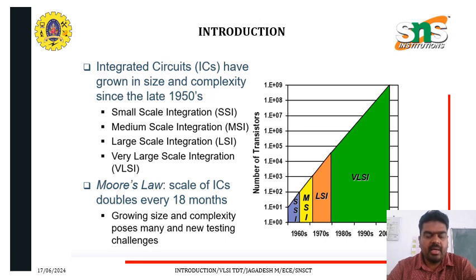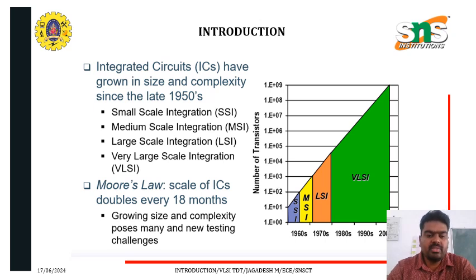Here, according to Moore's law, Moore is a scientist. He stated one law, that the scale of ICs doubles every 18 months. Scaling means that, for example, every 18 months the number of transistors in an IC will be doubled. That is the statement given by Moore.